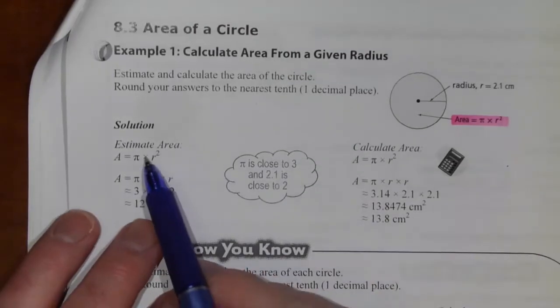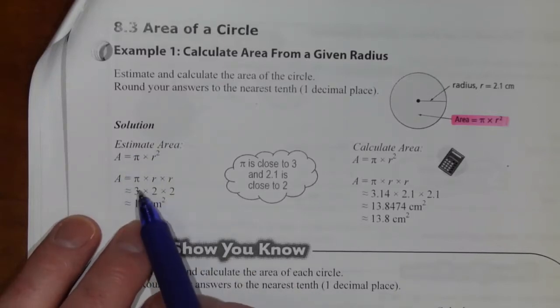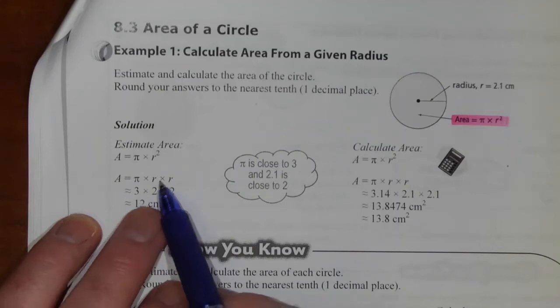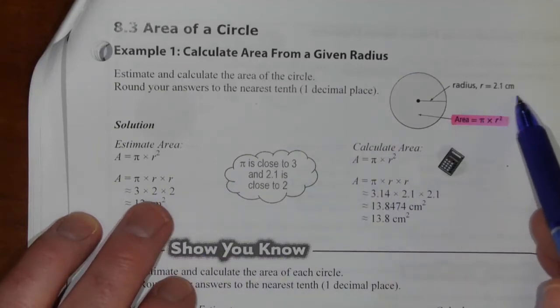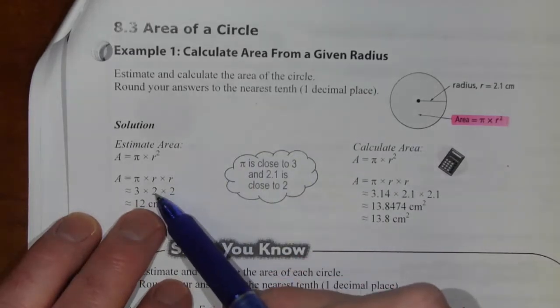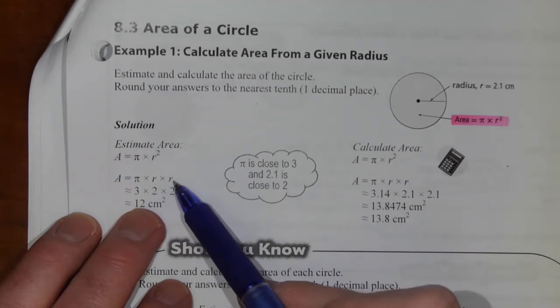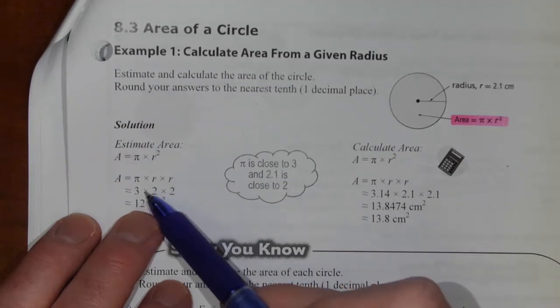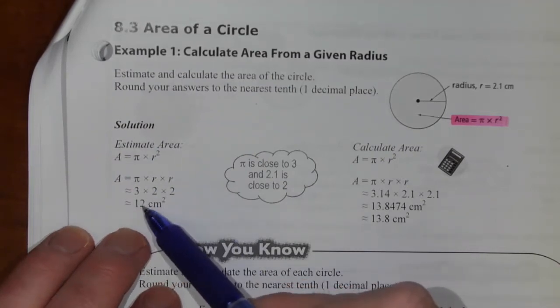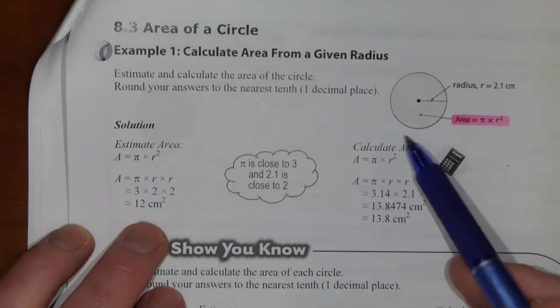So let's start by estimating. We have our formula, pi r squared. We know that pi is close to 3. Since we're estimating, we can look at the radius of 2.1 and we're going to say, that's pretty close to 2. So we're going to substitute in 2 for each of those radiuses. Now remember, r squared is the same as r times r. So 3 times 2 is 6 times 2 is 12. So we're estimating the area of this circle to be 12 centimeters squared.